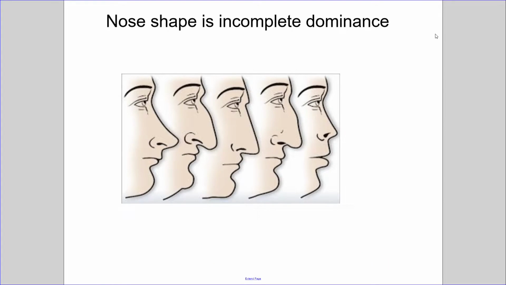Nose shape is an example of incomplete dominance. The shape of your nose is a blend of the alleles that you got from your parents.